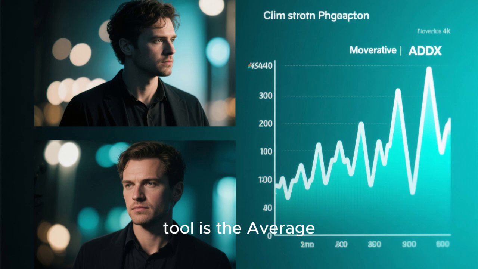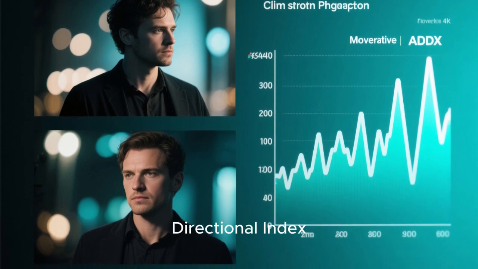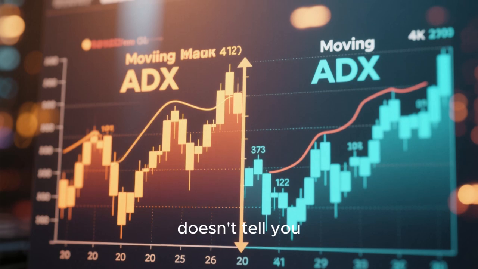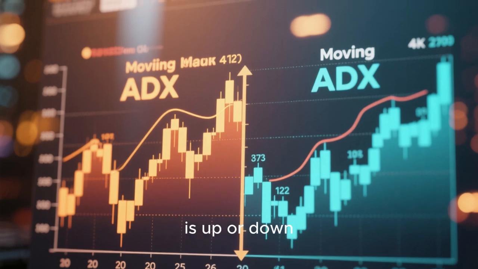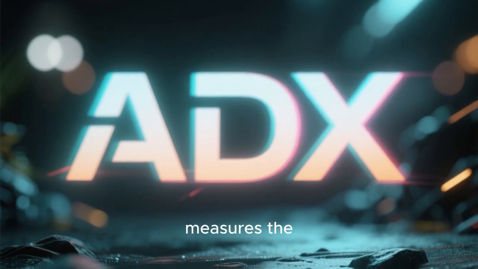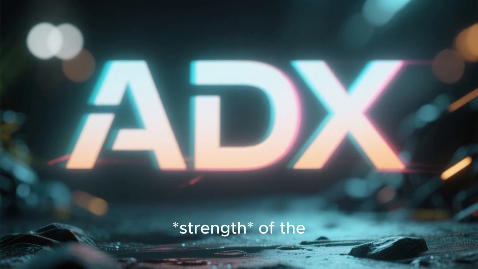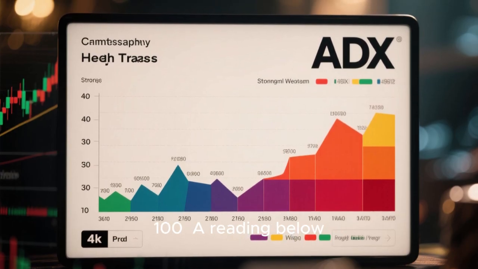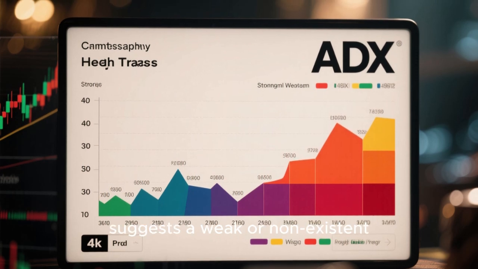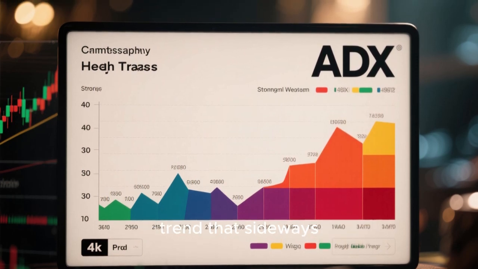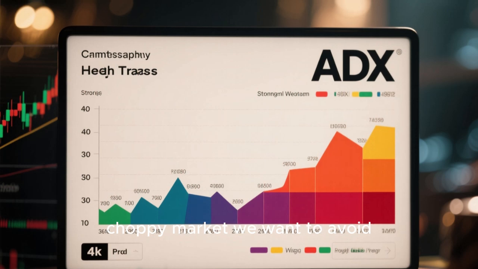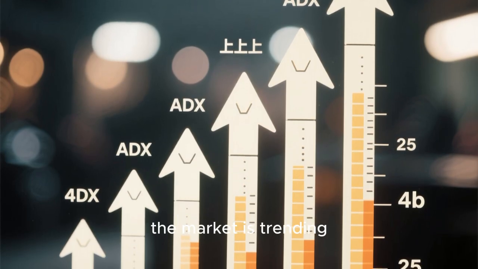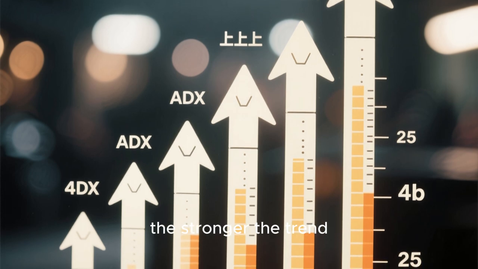Another fantastic tool is the Average Directional Index, or ADX. Unlike moving averages, the ADX doesn't tell you whether the trend is up or down. Instead, it measures the strength of the trend. The ADX is plotted on a scale from 0 to 100. A reading below 25 generally suggests a weak or non-existent trend, that sideways, choppy market we want to avoid. A reading above 25 suggests the market is trending, and the higher the reading, the stronger the trend.